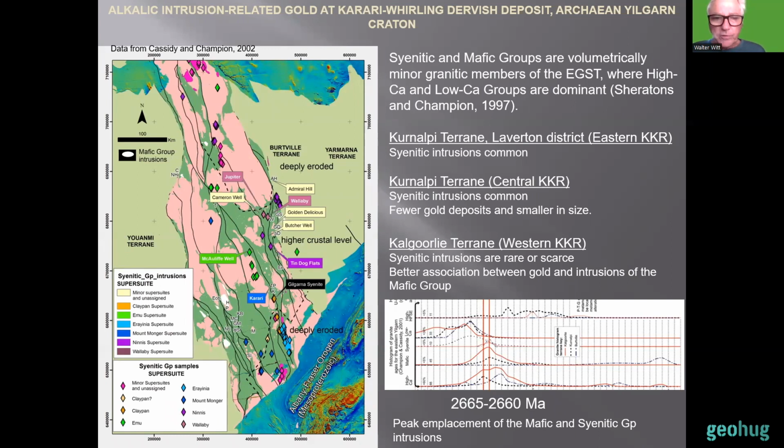In the Kalgoorlie terrane on the western side of the rift, gold is associated with mafic group intrusions, shown in white on the map. Now, the peak emplacement period for syenitic group intrusions is at 2665 to 2660 million years, and they separate an earlier major pulse of high calcium granite magmatism and a later pulse of low calcium granite magmatism.